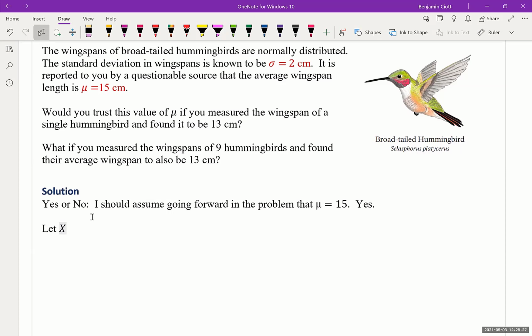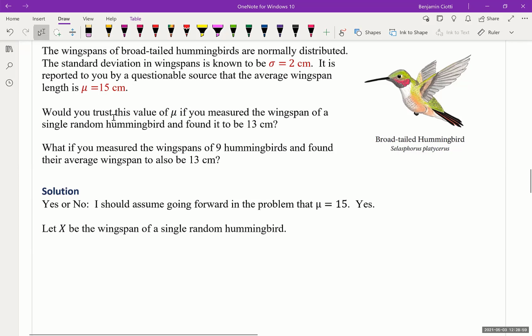So let's let x be the wingspan of a single random hummingbird. And in fact, maybe I should have added the word random. If you went and found the biggest hummingbird you could find, then this analysis might not work. So we'll just add the word random right here. So let's let x be the wingspan of a single random hummingbird.